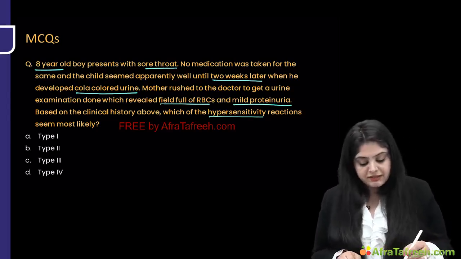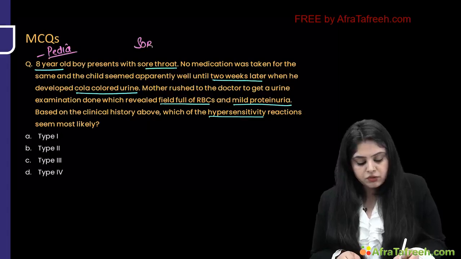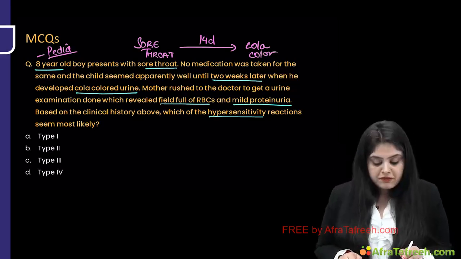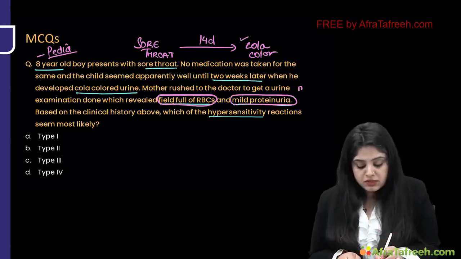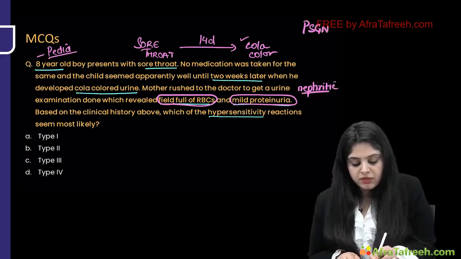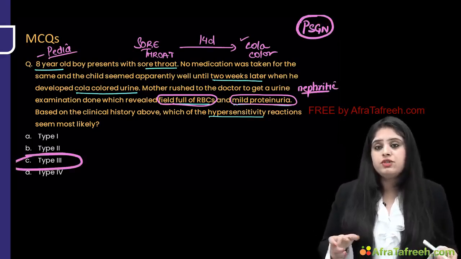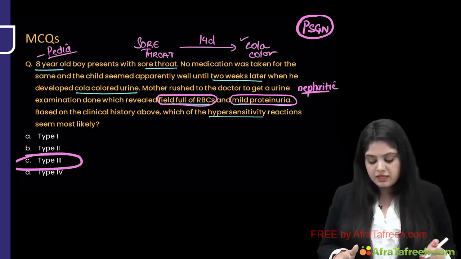So firstly guys, I see there is a kid. I have some pediatric disorder mentioned. Then I have a history of a sore throat, and how much time later? 14 days later, there is cola color urine that the mother has told you about. Also, a field full of RBCs tells me cola color urine, hematuria and mild proteinuria. I am also certain that we are in the nephritic range only. This is a classical case of post-streptococcal glomerulonephritis, and I told you that it falls under type 3. So this is a real integrated question where they've taken up a little bit of medicine, a little bit of path, and integrated it way back to hypersensitivity reactions.